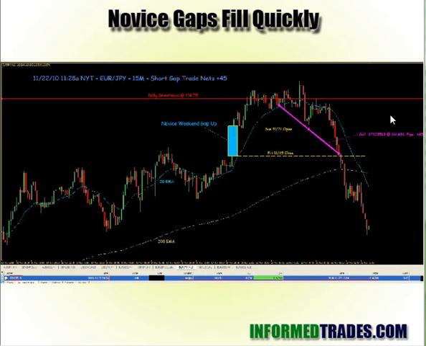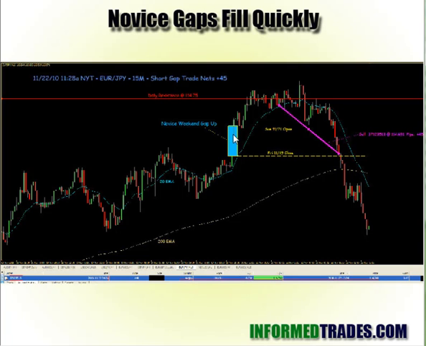Novice gaps fill very quickly. A novice gap is when the market gaps in the direction of the current recent trend. For instance, on the screen now, this chart comes from DREBG over at Informed Trades. If you look at the 20 exponential average on the 15-minute chart and the 200 exponential average, you'll see that price going into the weekend was trading above both of those. So at least on a very short-term intraday basis, the market was trending up.